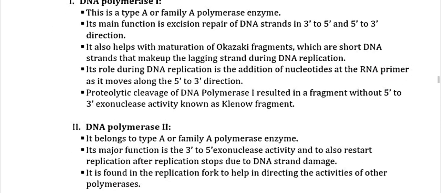Types of DNA polymerase. DNA polymerase 1. This is a type A, family A polymerase enzyme. Its main function is excision repair of DNA strands in 3' to 5' and 5' to 3' direction. It also helps with maturation of Okazaki fragments, which are short DNA strands that make up the lagging strand during DNA replication. Its role during DNA replication is the addition of nucleotides at the RNA primer as it moves along the 5' to 3' direction.